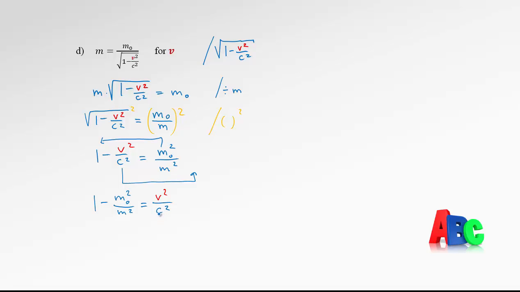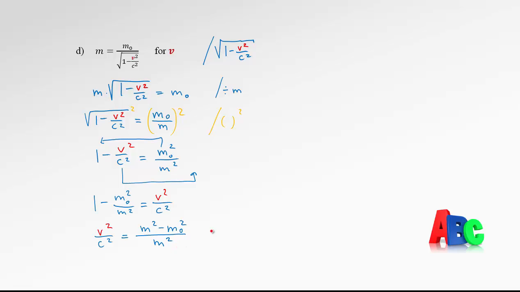In the following step, I would suggest to make a single fraction out of this left-hand side, and since we like to have our variable on the left, let's start writing from the right to the left. So we'll have v squared over c squared equals common denominator m squared. In the numerator, 1 becomes m squared over m squared, so we'll write m squared minus m0 squared, right?